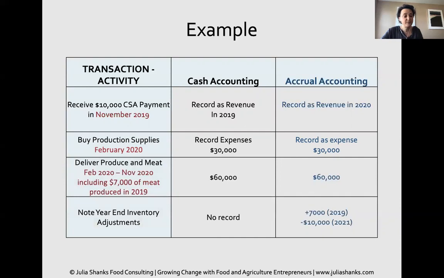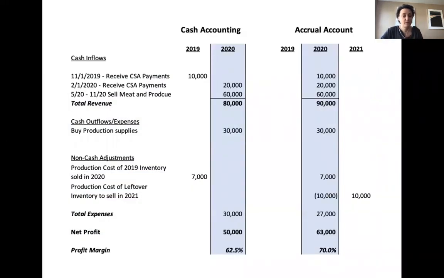But what's going to be different is the year-end adjustments. So in accrual accounting, you're going to say, well, wait a second, I had that $7,000 worth of inventory that I sold in 2020. I'm going to move that over into my 2020 books. And at the end of the year, I also had $10,000 left over of product, meat, or winter storage crops. I'm not going to sell that until 2021. So you move those expenses over into 2021 books. So those are the year-end adjustments. So how that impacts what you see in 2020, if you look at 2019, you had some income in 2019 that's really for 2020, and you had some expenses in 2019 that were really for 2020. So it looks like your profit margin in 2020 is 62%.